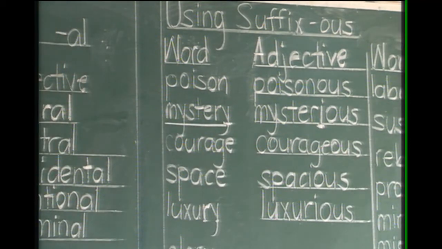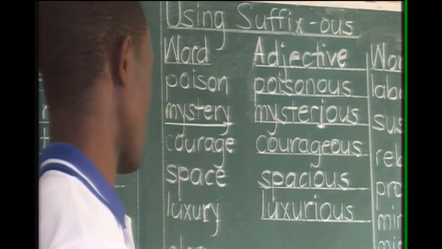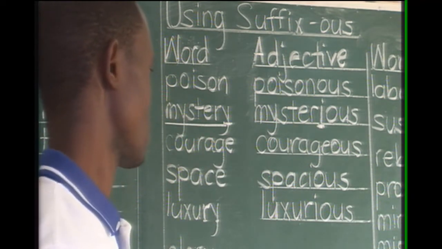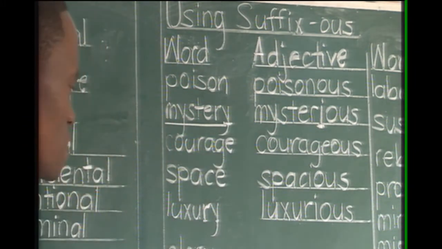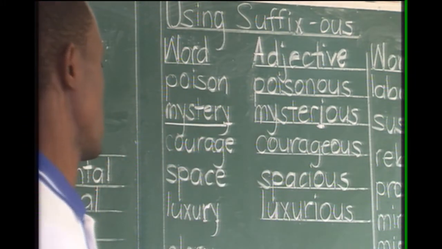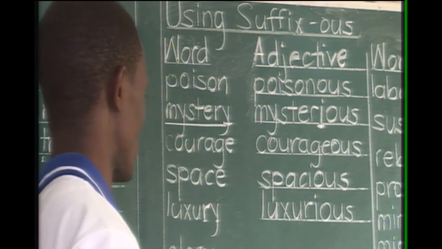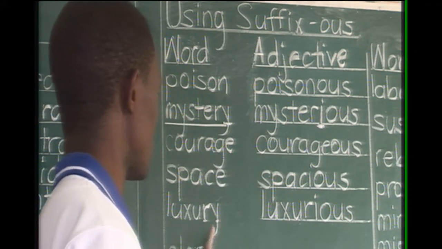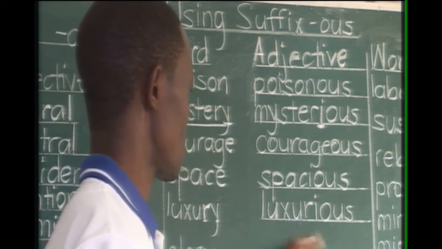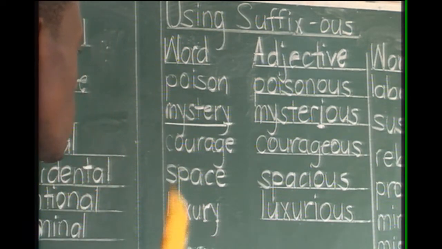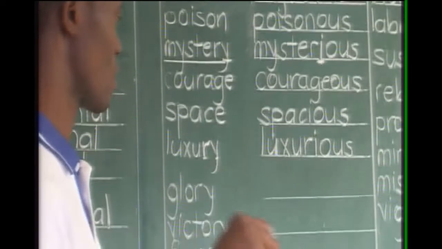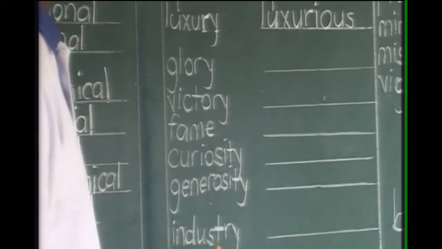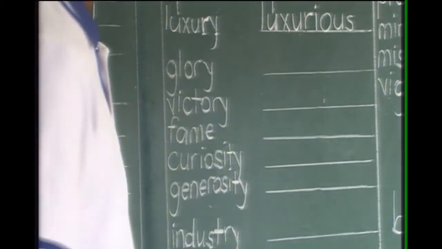It's a luxury. Next is glory. Let's apply the same technique. From glory, you can easily form the adjective glorious. Victory, no trick, just follow the same trend. Y coming after a consonant, replace it with I before you add OUS. So from glory we form glorious. Victory, we shall have victorious. That one anyone can answer, following the same trend.